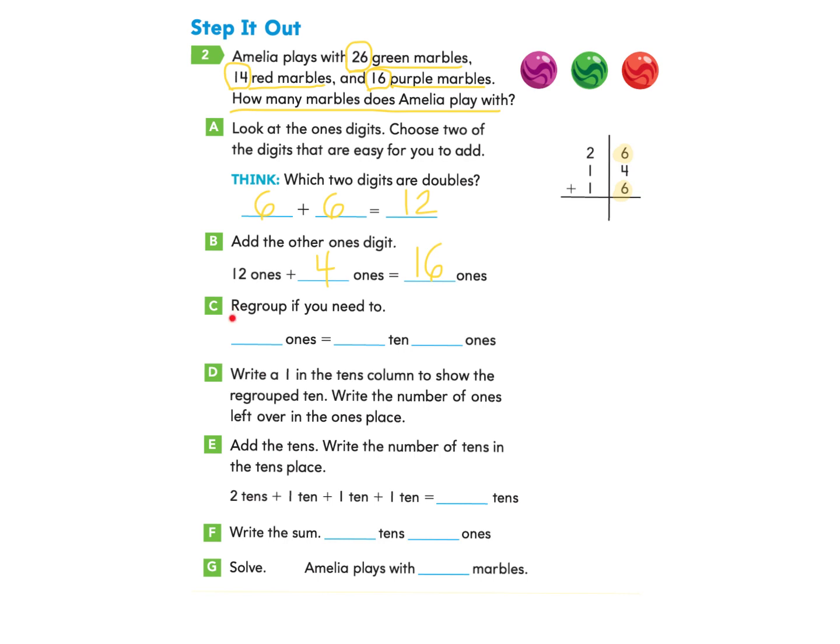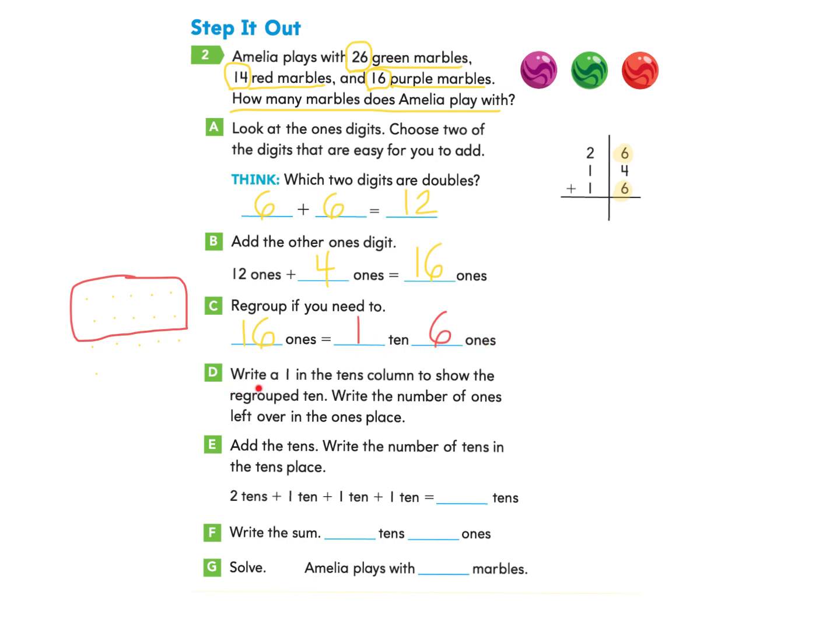The next direction asks us to regroup if you need to. We know we have 16 ones, so we can write that here. And just like we did before, we are going to draw out the 16. And just like before, we are going to put a box around the group of 10 and see what we have left. Looks like we have one group of 10 and 6 ones left. So now with this information, we have regrouped 16 ones into 1 ten and 6 ones.